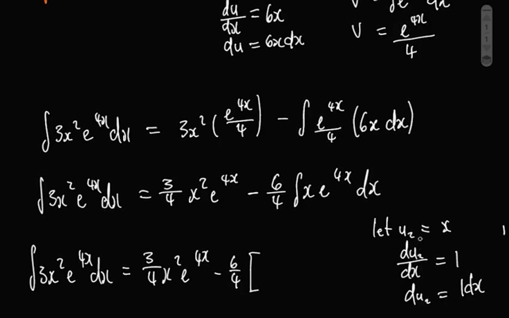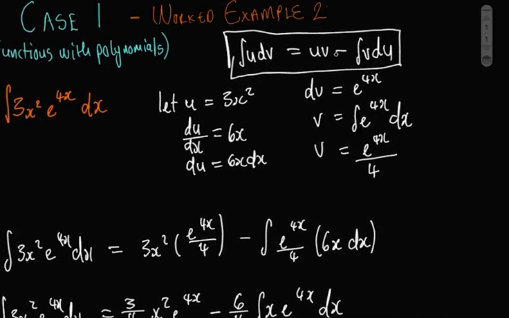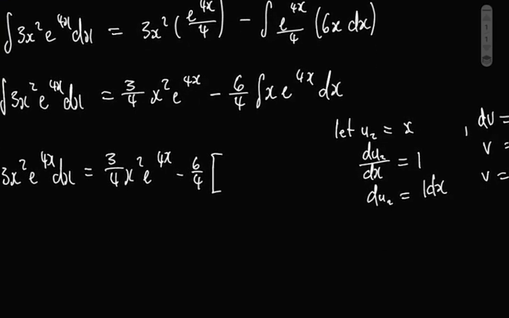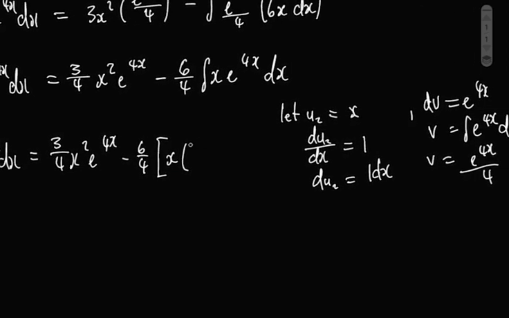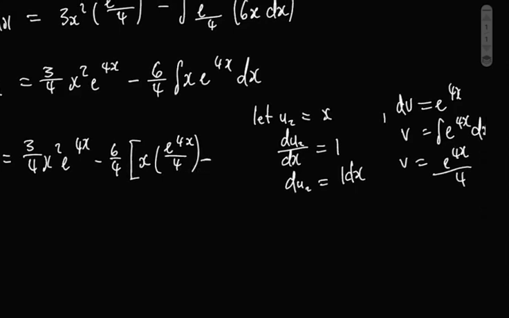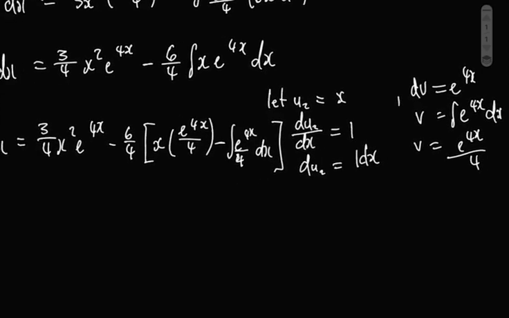Okay, we have this integral of x e to the 4x. We have now done it by using by parts again. It would now be uv minus the integral of v du. What is your u? It's x. So it's x times, what is your v? Your v is e to the 4x divided by 4. And then minus now the integral of v, and that is again e to the 4x over 4 du. Du would be 1 dx, which is just dx, okay? And all this is being multiplied by 6 over 4.